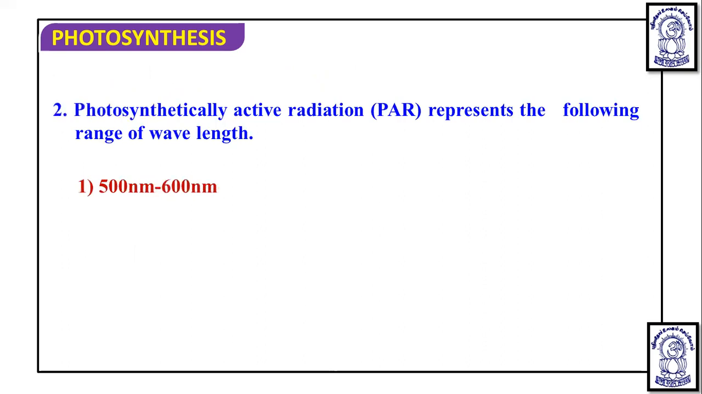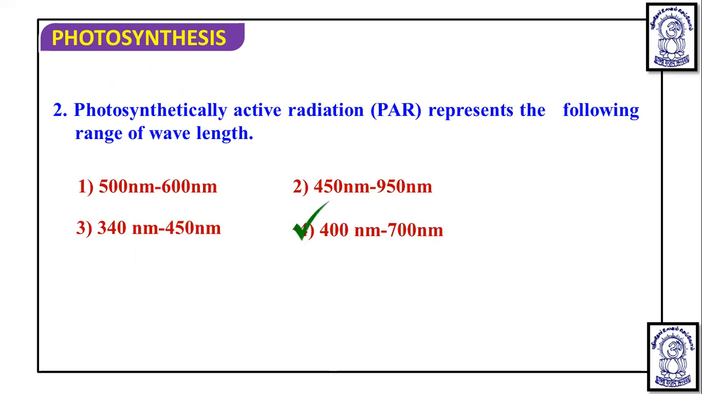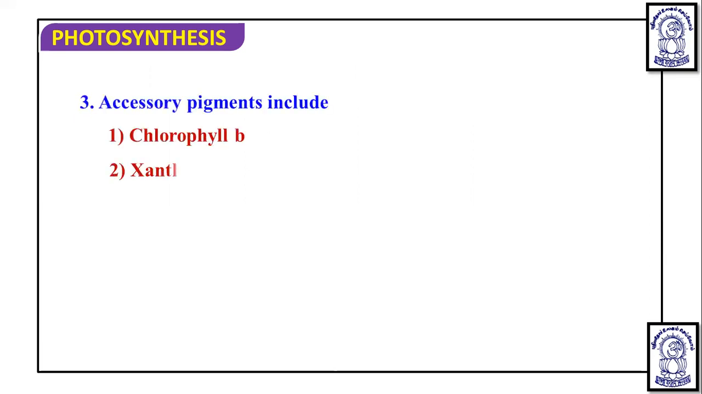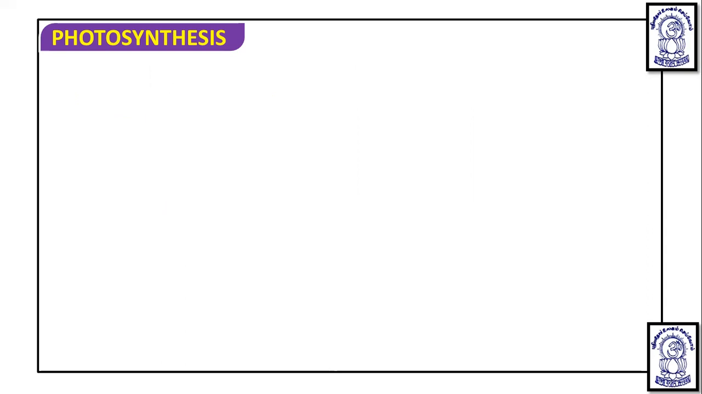Photosynthetically active radiation, PAR, represents the following range of wavelength. It is showing 400 to 700 nanometer is considered as photosynthetically active radiation, which is used in absorption and action spectrum. Accessory pigments include chlorophyll B, xanthophyll, carotenoid, all are considered as accessory pigments. So all will be the correct answer.